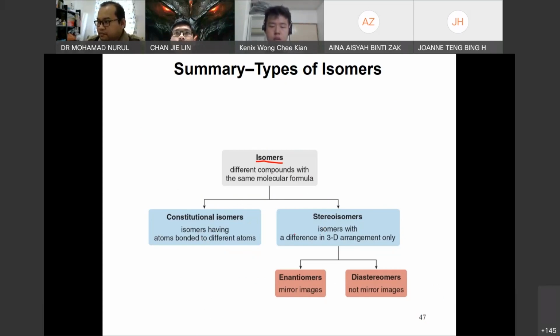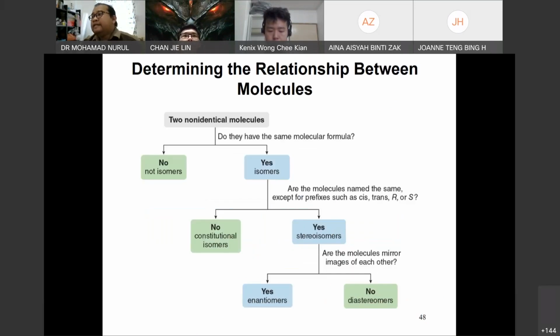And enantiomers, and we already discussed enantiomers and diastereomers, and determining the relationships between molecules. This is a kind of flow chart that you have to follow. If you find 2 non-identical compounds, you have to answer this question: do they have the same molecular formula? If no, they are not isomers. If they do, they are probably isomers, but you have to move to another question.